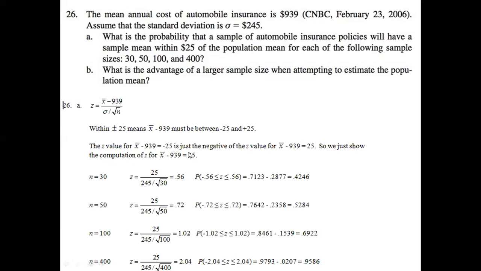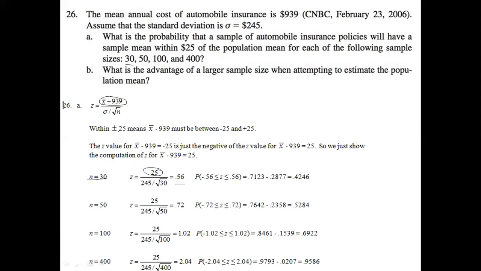So what I'll do here is I'll explain what I'm doing along the way. Like I said, it says it's going to be within 25, so we know that this difference is going to be within 25. Everything else is the same, except for now we have to plug in 30. So our first one is n is equal to 30. We simplify that and we get 0.56.